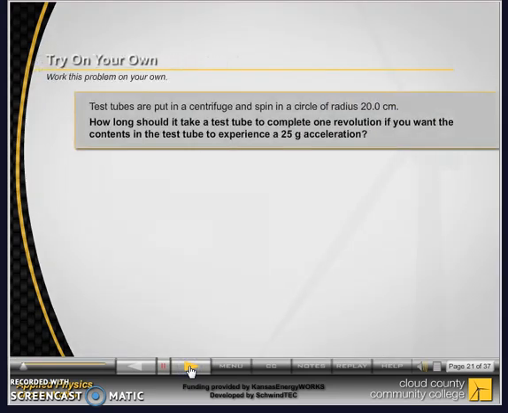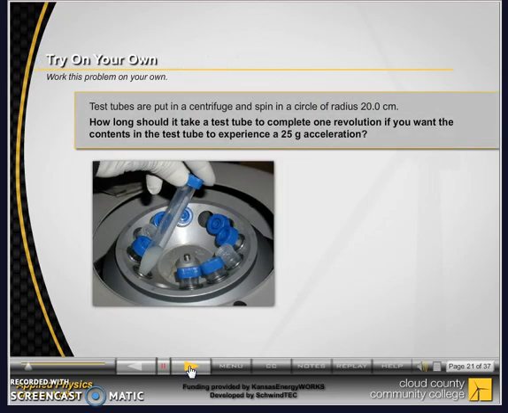Test tubes are put in a centrifuge and spin in a circle of radius 20 centimeters. How long should it take a test tube to complete one revolution if you want the contents in the test tube to experience a 25 g acceleration?